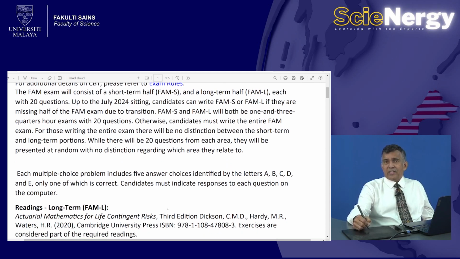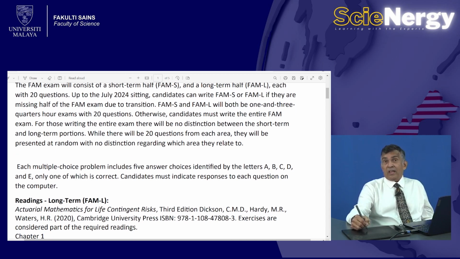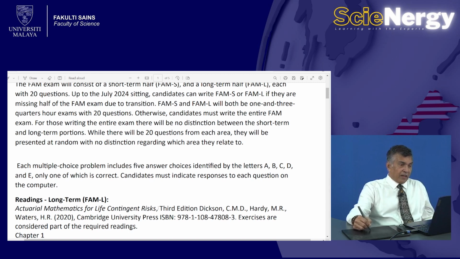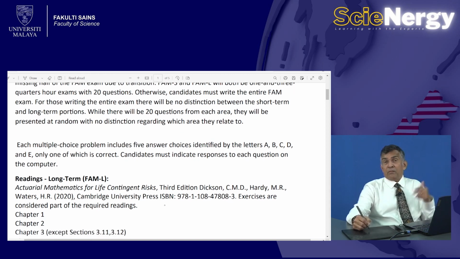You have A, B, C, D, E. If you can rule out 3 of the answers, and you don't know which one it is, just make a guess. You have a 50% chance of getting it right. So anyway, let's leave it there. Okay, enough about the exam.